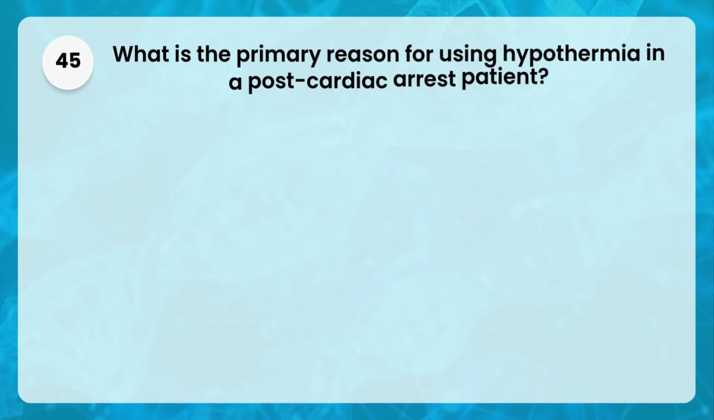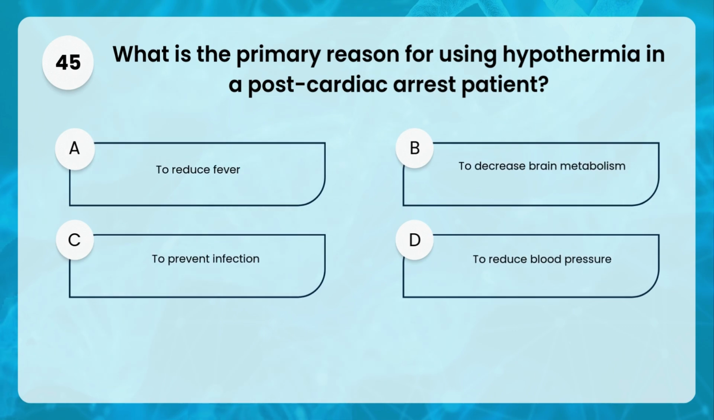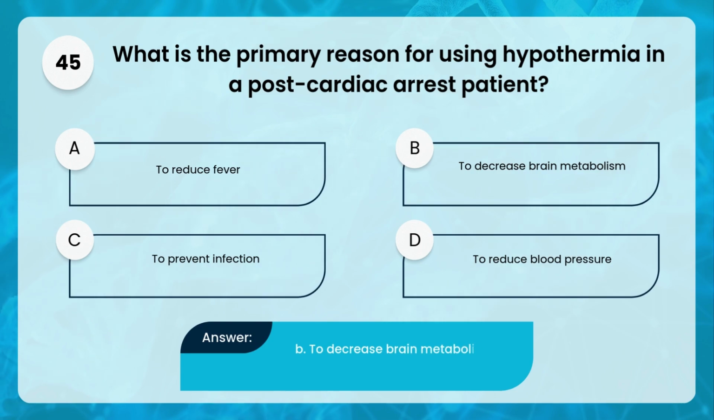45. What is the primary reason for using hypothermia in a post-cardiac arrest patient? A. To reduce fever. B. To decrease brain metabolism. C. To prevent infection. Or D. To reduce blood pressure. The answer is B. To decrease brain metabolism.